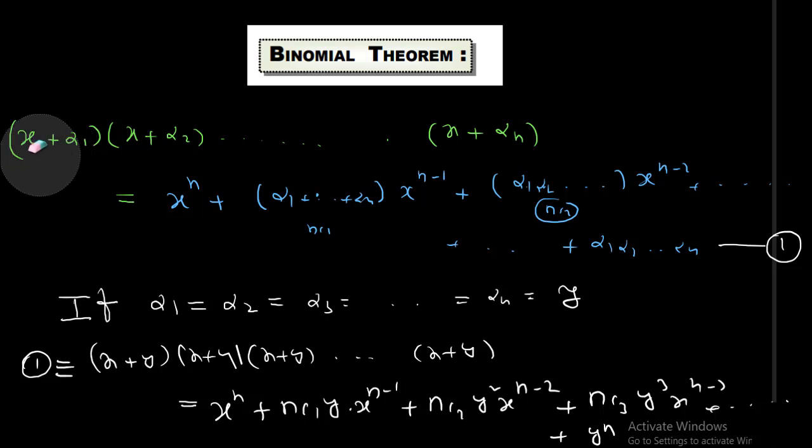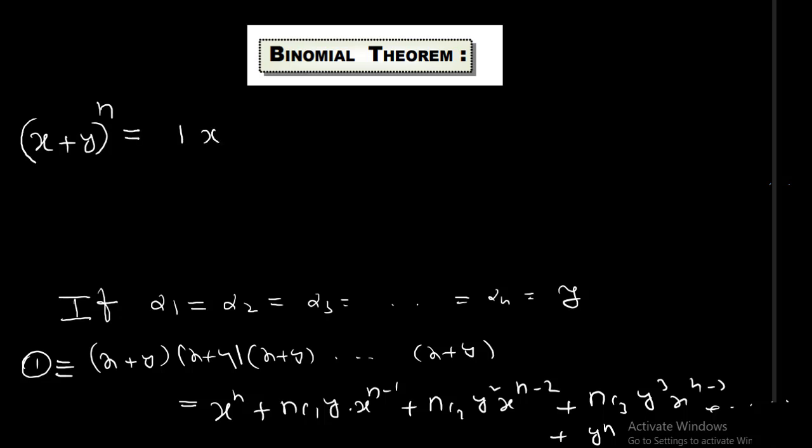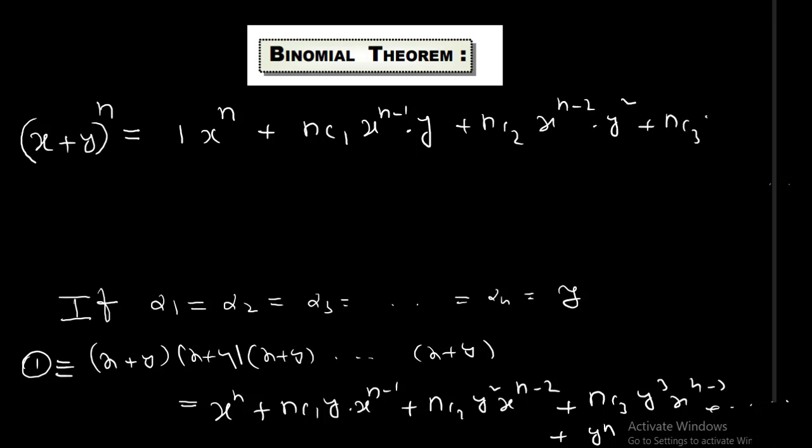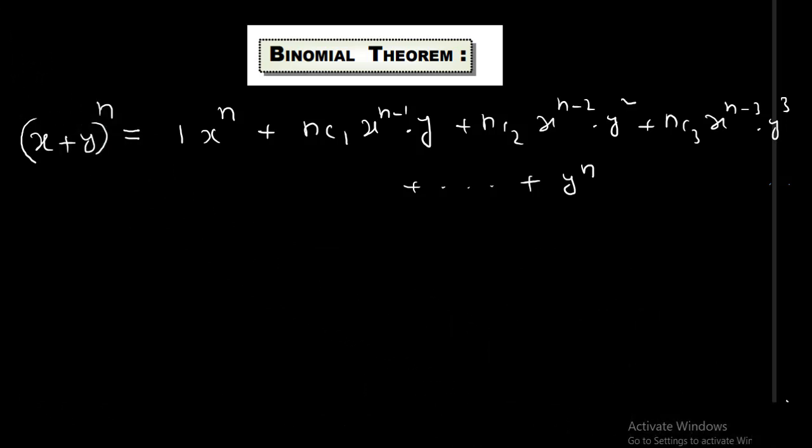Now what I am trying to explain, students. This one can be written as x plus y taken n times, that is x plus y whole power n equals 1 into x power n plus NC1 into x power n minus 1 into y plus NC2 into x power n minus 2 into y square plus NC3 into x power n minus 3 into y cube, and so on, plus y power n. So this is the expansion of x plus y whole power n, where n is a natural number.